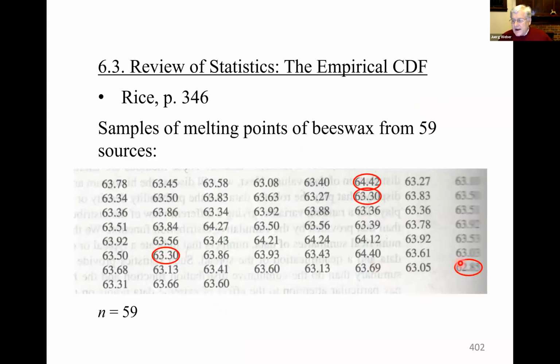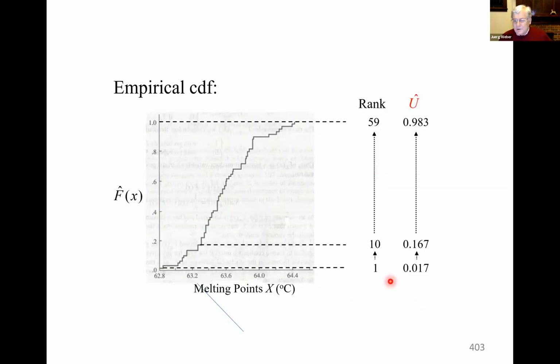So that's the rank 1. And then the rank 59, that's the observation with the highest melting point. So we rank them in ascending order. Okay, it goes up here, and then you have here 59. So we have now the rank of each of the observations, and this we divide now by the number of observations. So you would get here 59 divided by 59.